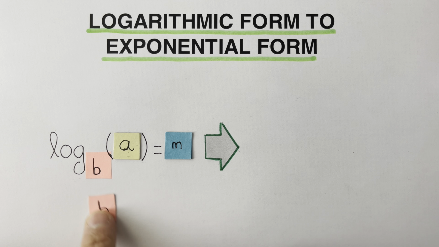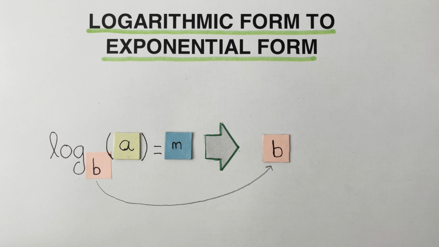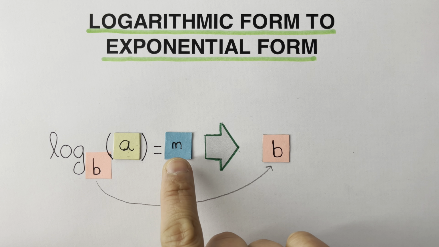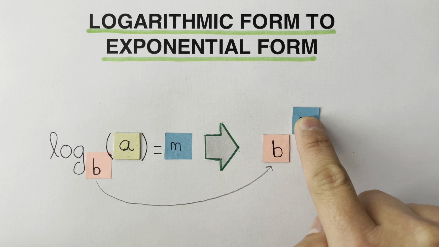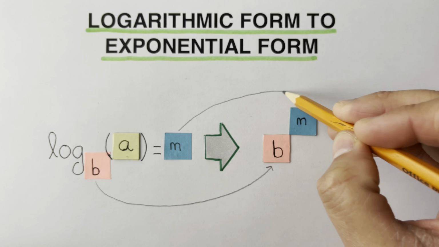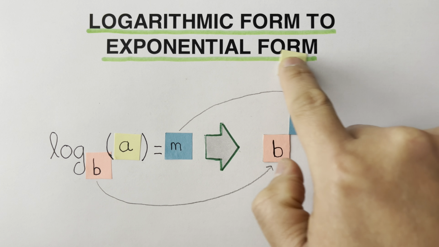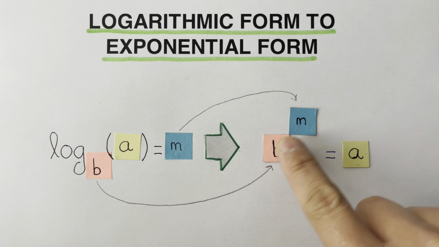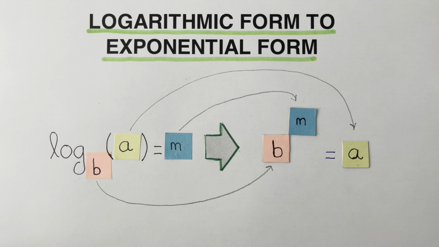So I'm going to move that up here. Now this m that we have here is the exponent of the exponential form. And this argument a will become the value of this whole exponential expression on the left. And this is how we convert a logarithmic form to its equivalent exponential form.